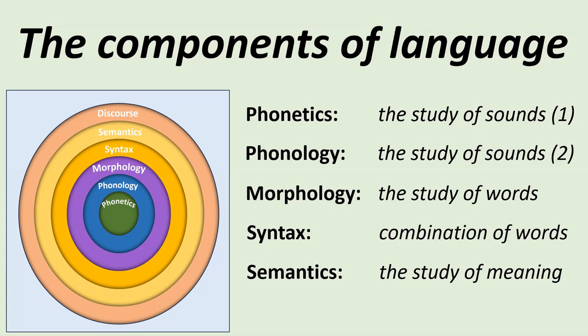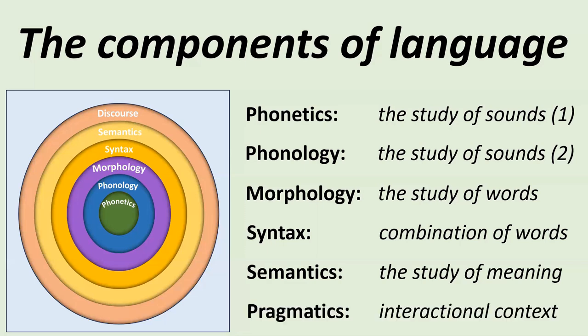We can also have compositional semantics, which involves a meaning that is determined by the position of words in a sentence, and so on. So semantics, the study of meaning, and we have pragmatics, because meaning is also determined by the social context, the interactional context, the cultural context in which a message is generated.